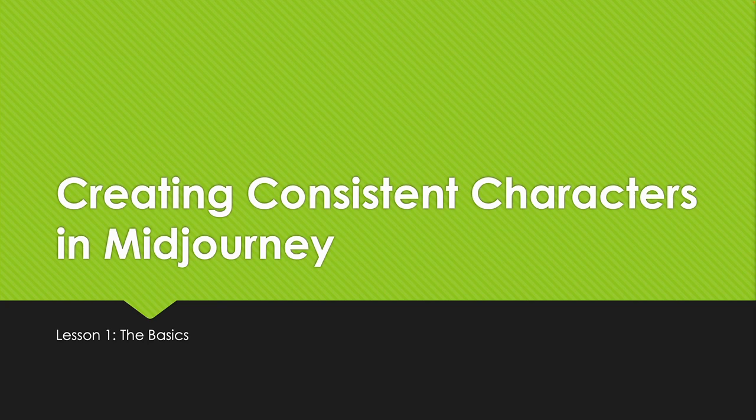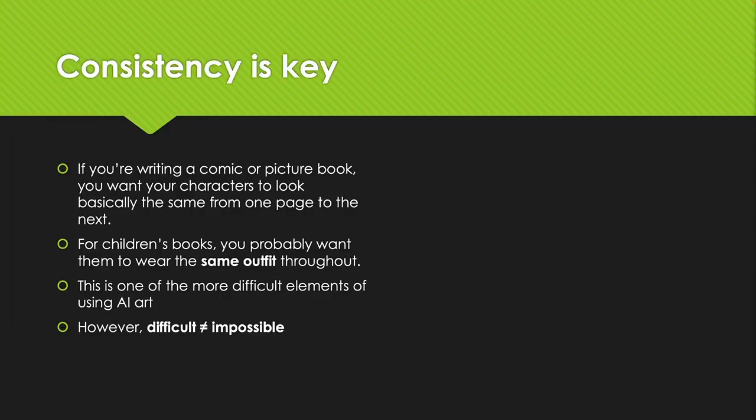So let's go. If you're writing a comic book or a picture book, you want your characters to look basically the same from one page to the next. You may want them to be in the same outfit, and this can be very challenging to do with any kind of AI art tool, but it's not impossible. And I'll show you some tips to make it more likely that you'll get consistent images, that your characters are going to look like the same people, and that they'll be wearing the same outfit.